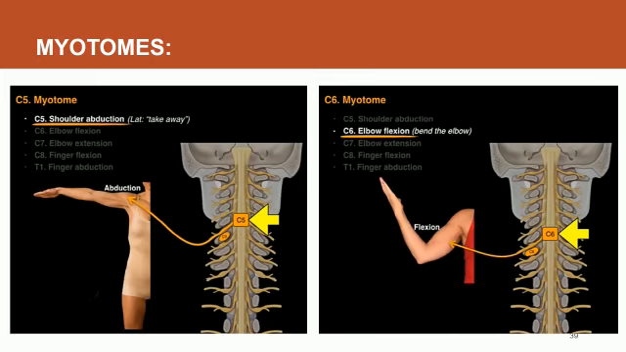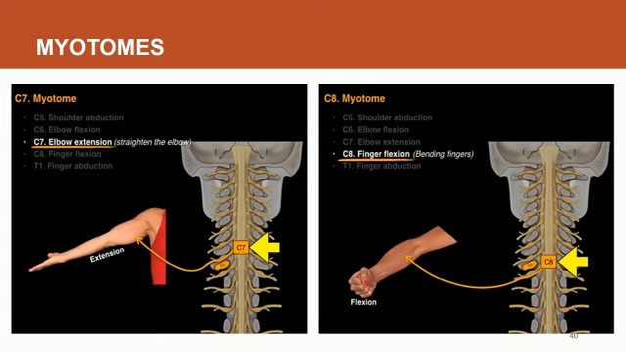Now take a look at the second picture. C6 myotome is elbow flexion, which means bend the elbow. C6 nerve goes to muscles that will bend the elbow or perform elbow flexion. Flexion refers to the movement that reduces the angle between two body parts.